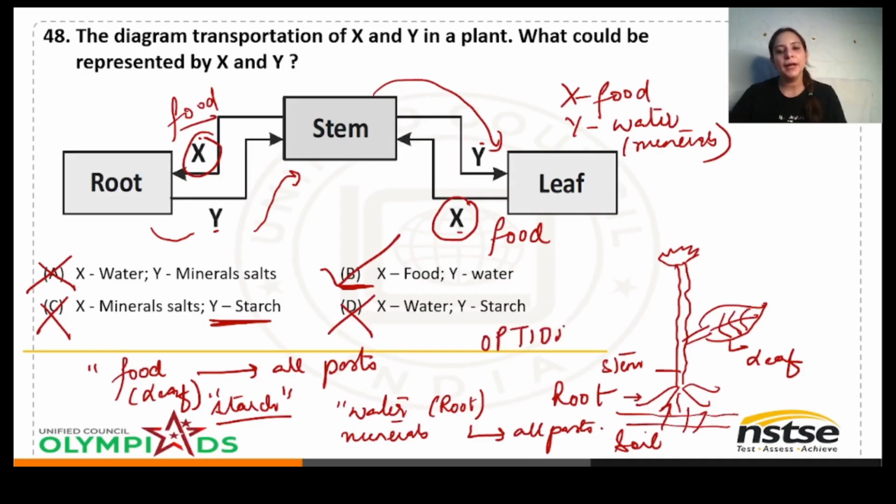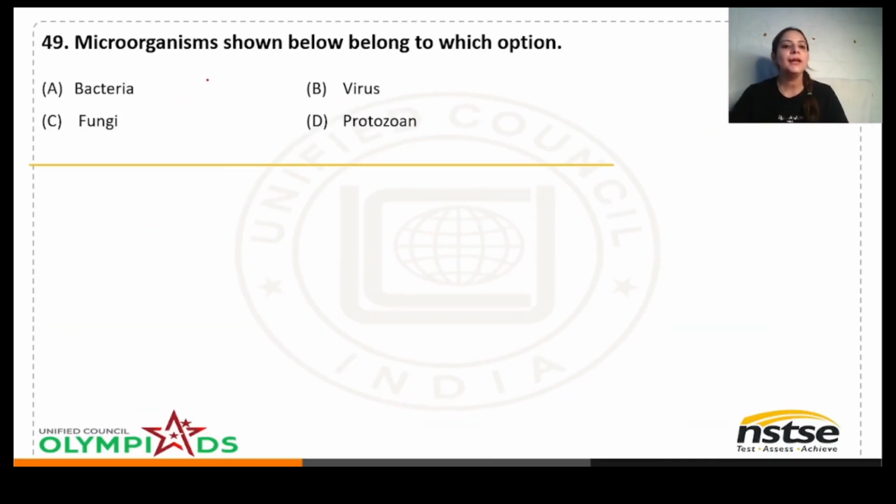So which option is right? Option B, because X indicates food and Y indicates water, because food is transported from the leaf to all parts, and water and minerals are absorbed from the soil, and through roots they are transported to all the parts. Okay, next question.